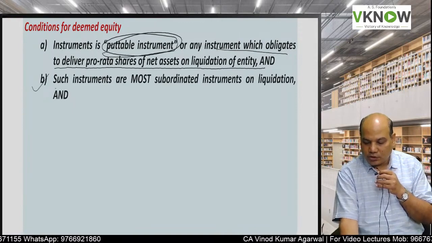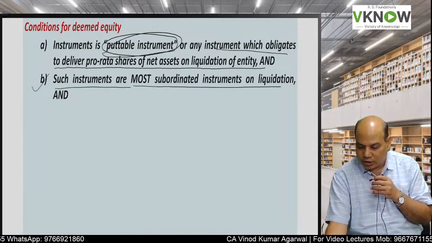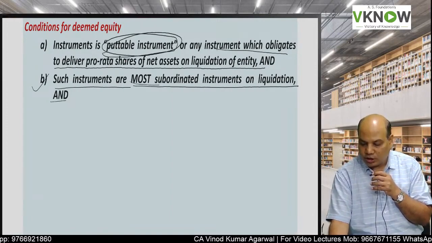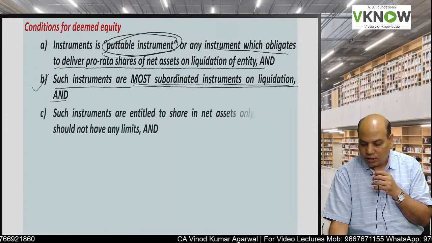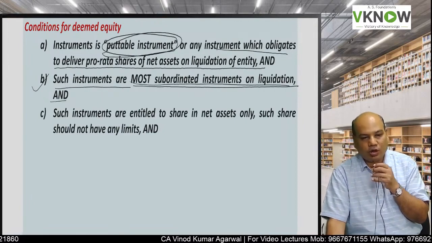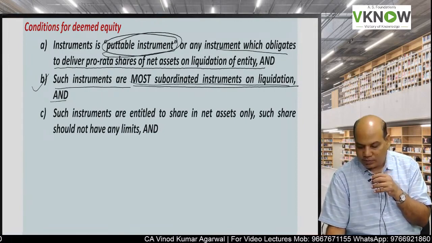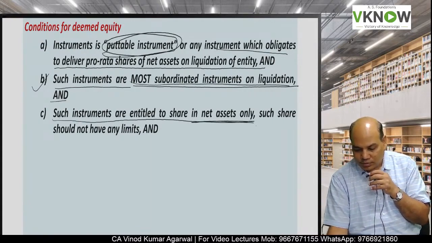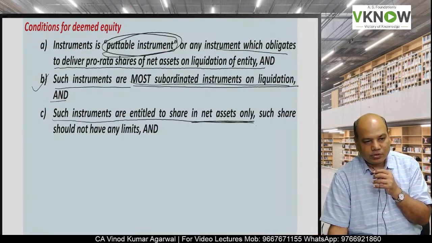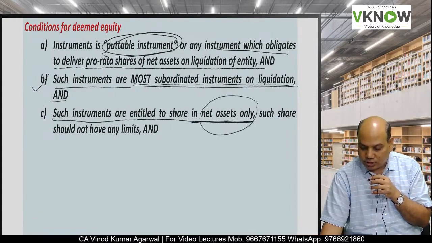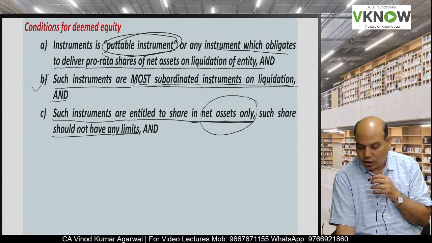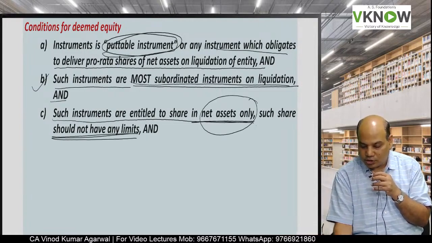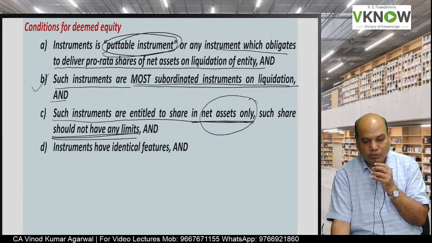Second condition is such instruments are the most subordinated instrument on liquidation. That means they will be paid after all other liabilities have been paid. Such instruments are entitled to share in net asset only. So this instrument will get share in net asset and they should not have any limit. So whatever is the net asset, they will get a share in that, which can be very high, very low.